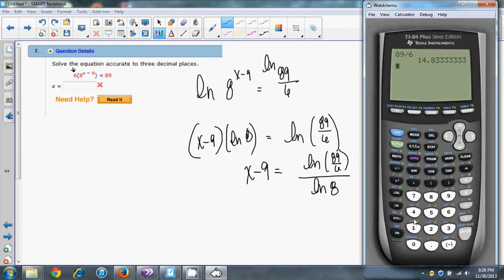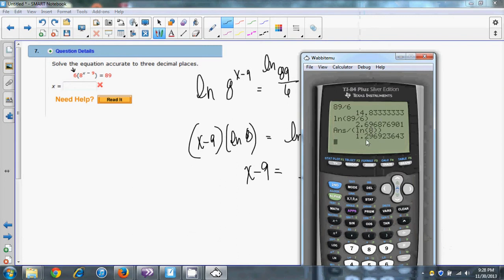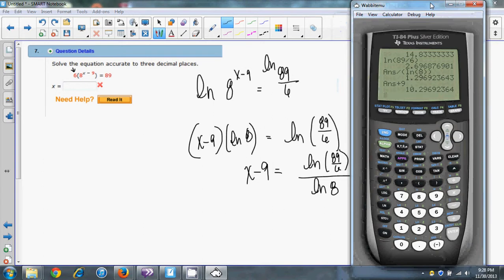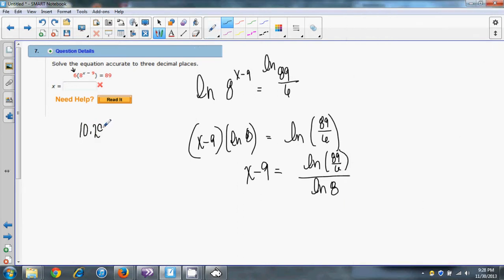The calculator knows. The ln of 89 over 6 is that, and we divide it by the ln of 8, and we get that. So basically we have x minus 9 equal to this number. Then all I need to do is add 9 to both sides. They want 3 decimal places, so how about 10.297? That should be my winner. They look kind of crazy, and the numbers will always be really ugly, but they're pretty easy to do thanks to our handy dandy calculator.